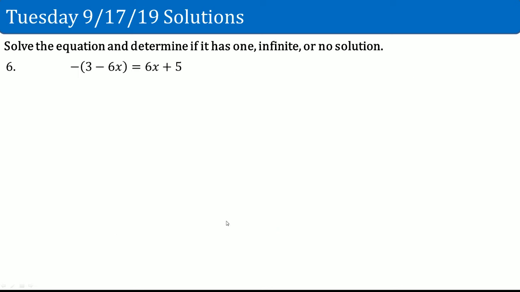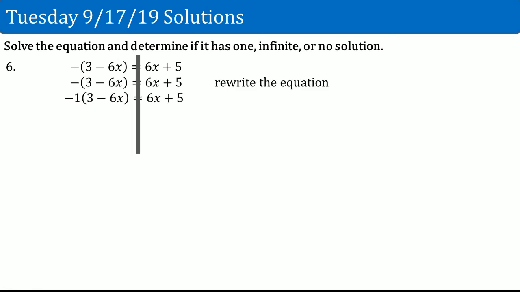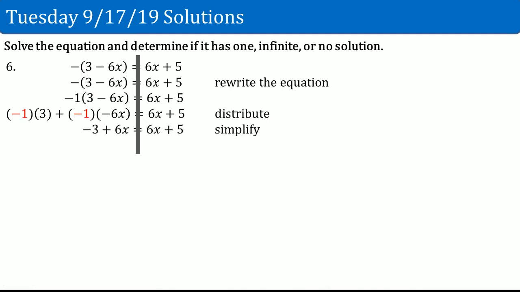Number 6. Rewrite the equation and draw a line straight down. We see, please understand that there's actually a 1 in front here. You don't really write it, but there's actually a negative 1 in front here. So, distribute negative 1 times 3 and negative 1 times negative 6x. On my left-hand side, negative 1 times 3 is negative 3. Negative 1 times negative 6x is positive 6x.